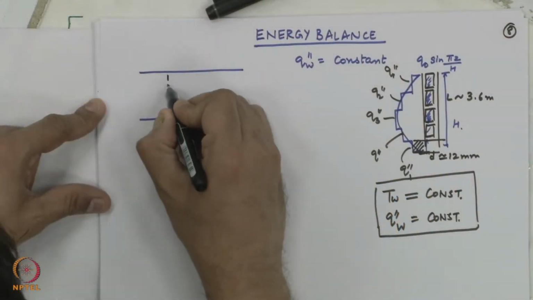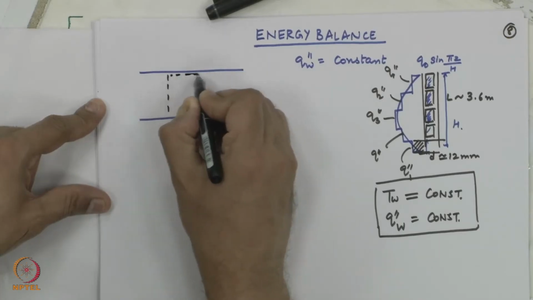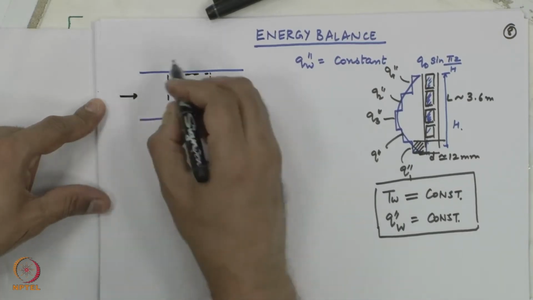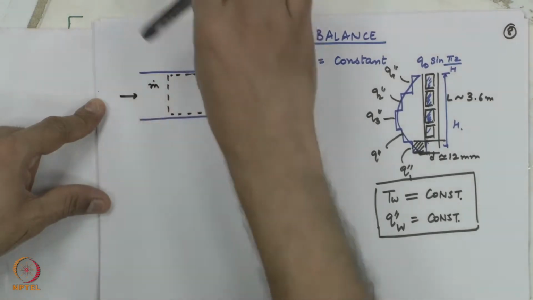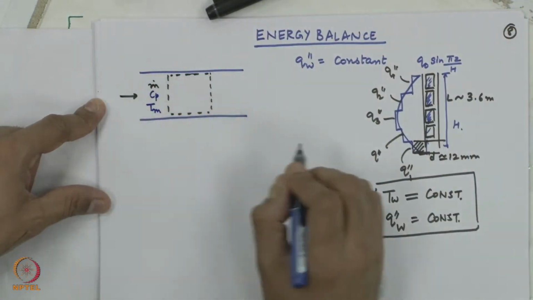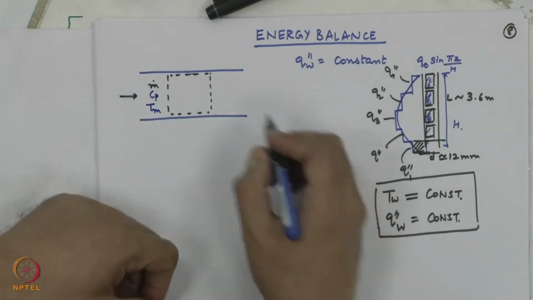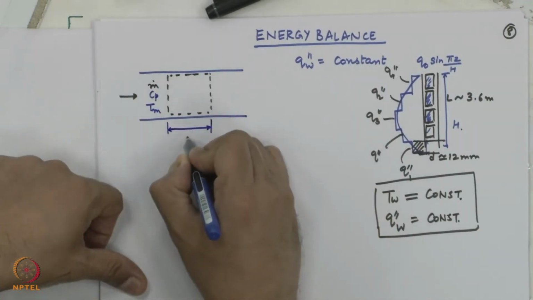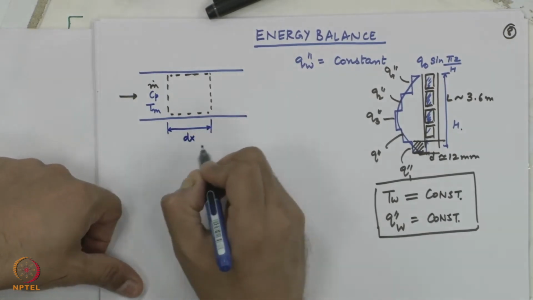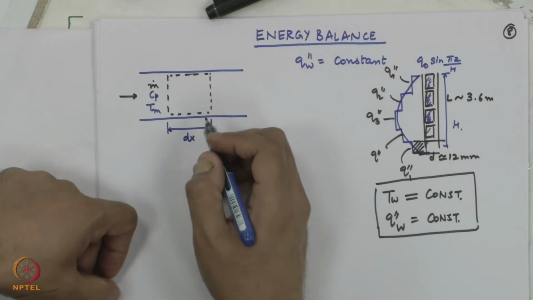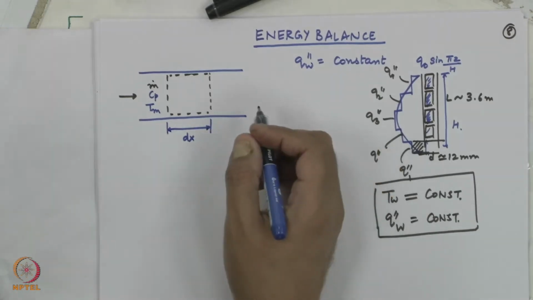We take a control volume along the flow direction. As per convention, the flow is taken from left to right. m dot is the mass flow rate, Cp, T bulk mean is the local bulk mean temperature. The control volume is of a thickness dx, we can use dz also. It would be better to use dz, but most textbooks use dx, so I am also sticking with dx.